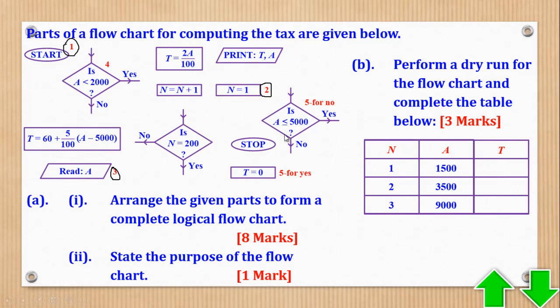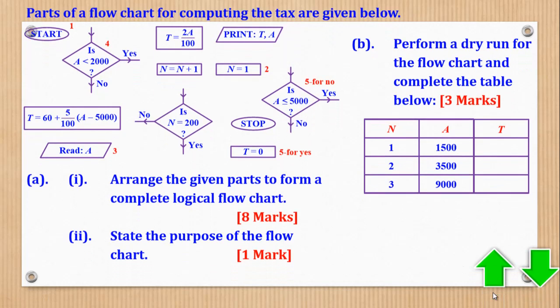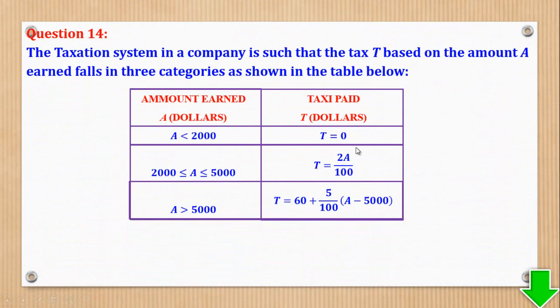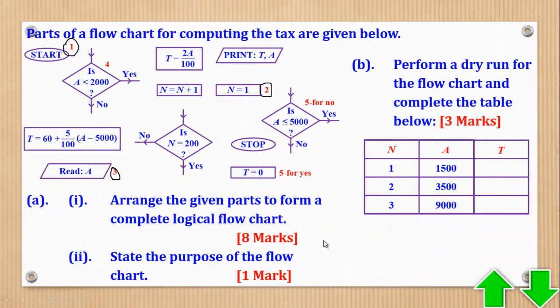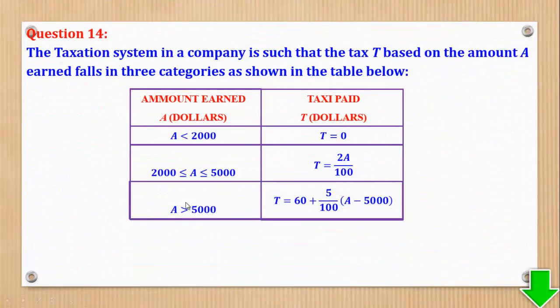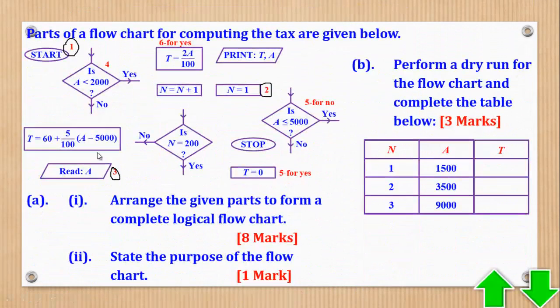Now this one also has two arrows, yes and no. If yes, we shall look for this assignment, t equal to 2a over 100. So where is it? That one is here. So this will be the 6 for yes. If no, we shall go to this otherwise, which is this assignment. So we're going to look for it.